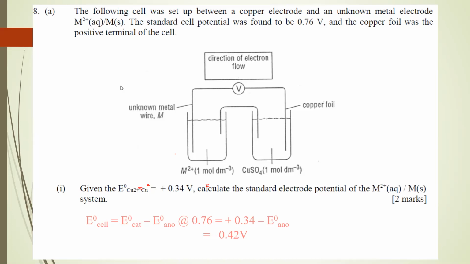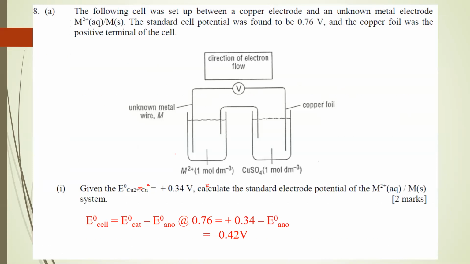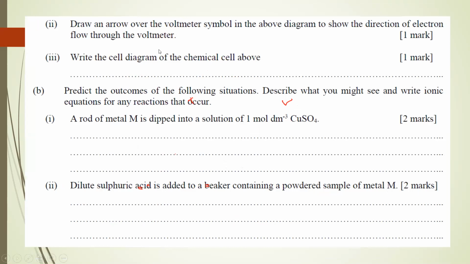Then we straight away go to A2. Draw the arrow diagram indicating how the electrons flow inside here. So it is from the unknown metal to the copper foil. That is how we indicate the flow of electrons. Then we have 8B: draw an arrow over the voltmeter symbol in the above diagram. Number 3, write the cell diagram for the chemical cell above.